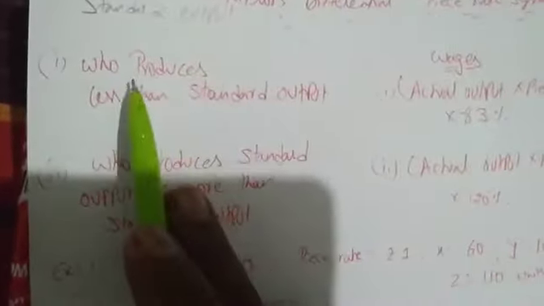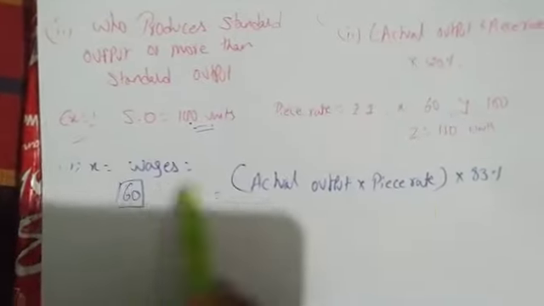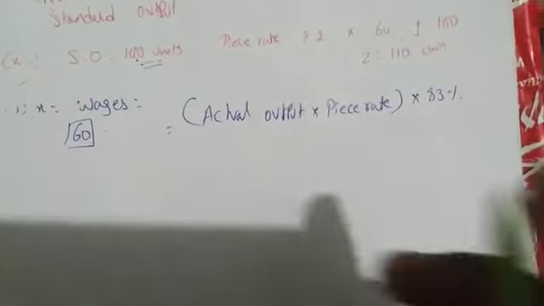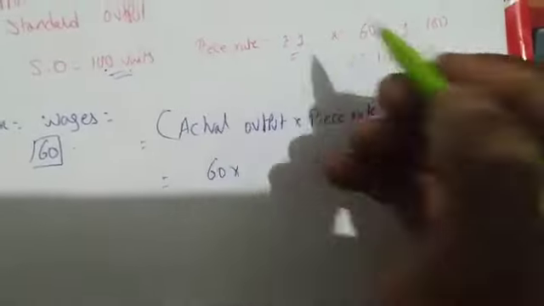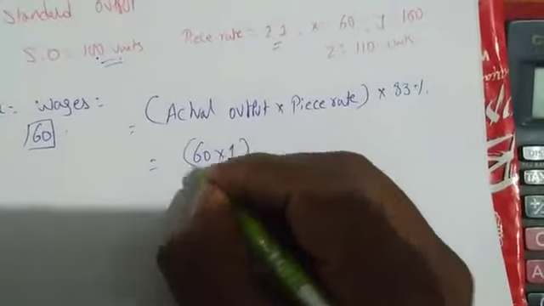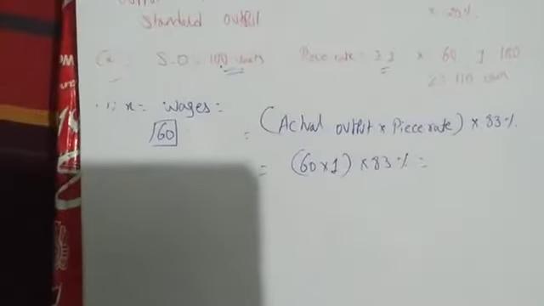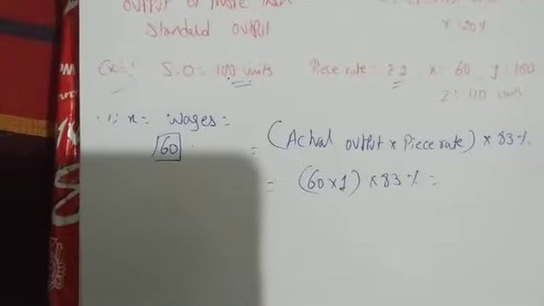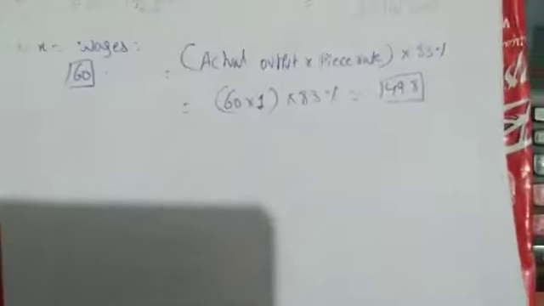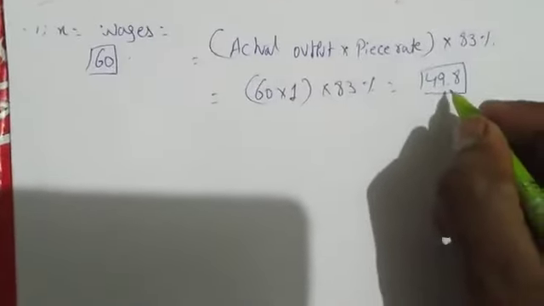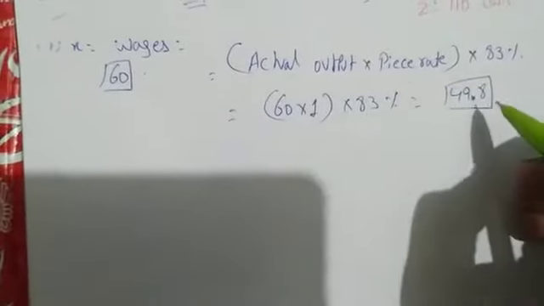See what it says: who produces less than standard output? What is the standard output? 100, and he is producing 60. Then to that person we have to give 83%. So how much output did he produce? 60 into piece rate of rupees 1 into 83%. 60 into 1 into 83%, you will get 49.8. So he will earn 49.8 rupees.